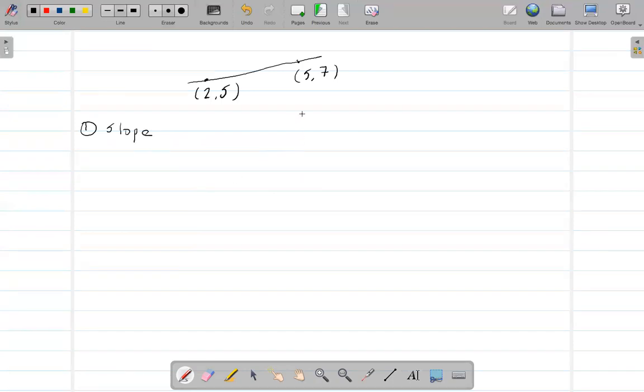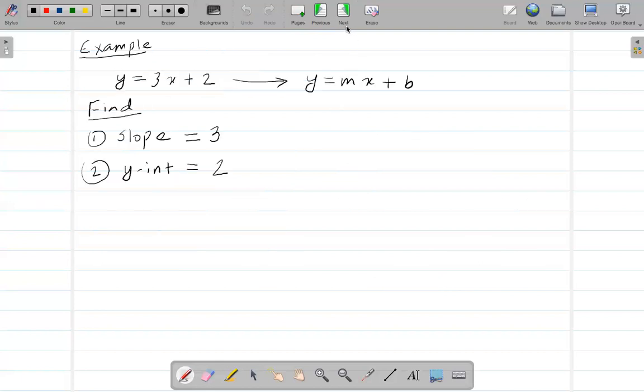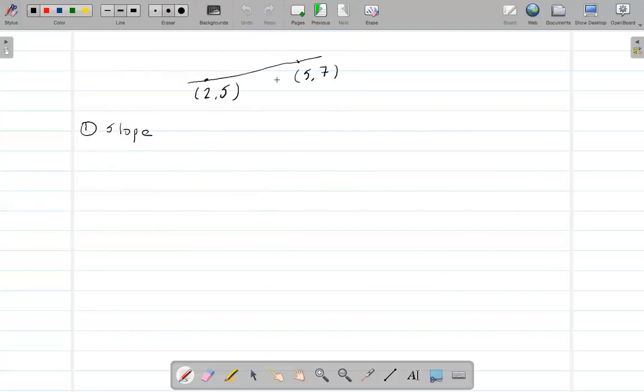All right, so as I said here, if we know 2 points, then we can easily use this equation to find the slope, right? So here, if we consider these 2 points as x1, y1, x2, y2, then we can easily find the slope. So we know the slope formula is y2 minus y1 over x2 minus x1.